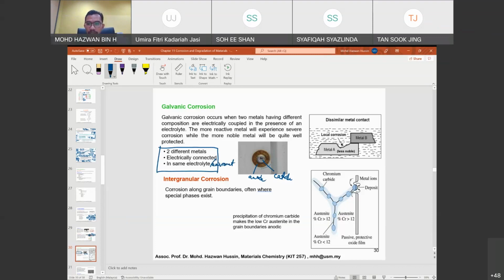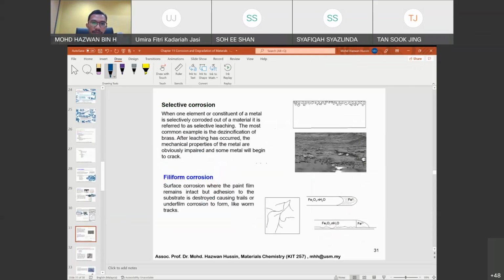Okay, so next one is intergranular corrosion. Intergranular corrosion is basically a corrosion that occurs along the grain boundaries, where often a special phase exists. If you have alloys which are not homogeneous, then you have different phases separated by phase boundaries, and the phase boundaries are quite weak, so they can be oxidized, and because of that, it can easily crack or damage the material.